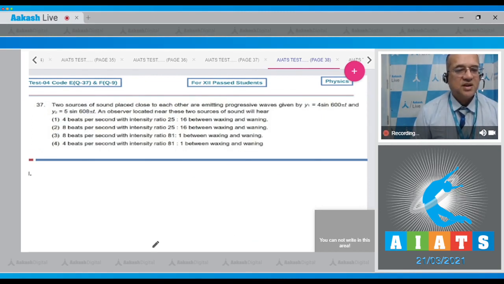Question number 37. Two sources of sound placed close to each other are emitting progressive waves given by the equations y1 is equal to 4 sine of 600 pi t and y2 is equal to 5 sine of 600 pi t. An observer located near these two sources of sound will hear. Now see, the amplitude of one is 4 and the amplitude of the other is 5. Therefore, I maximum to I minimum is equal to (A1 plus A2) whole square over (A1 minus A2) whole square.